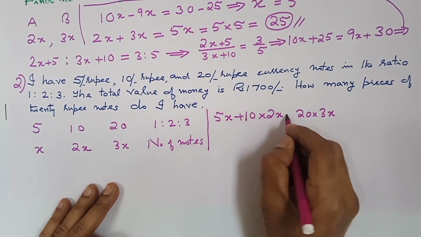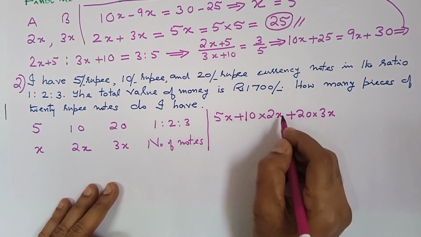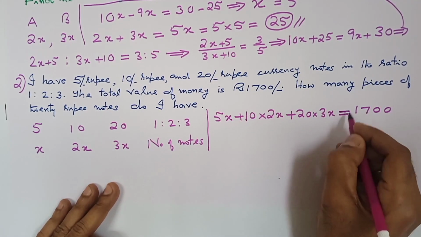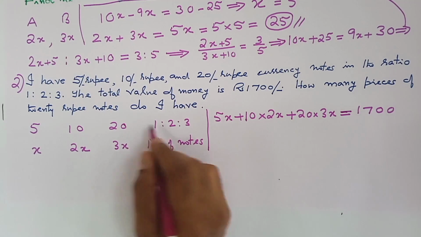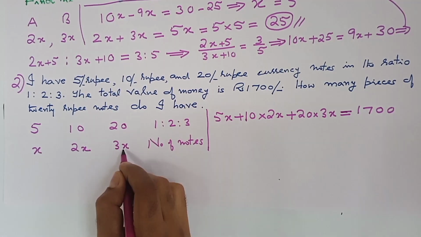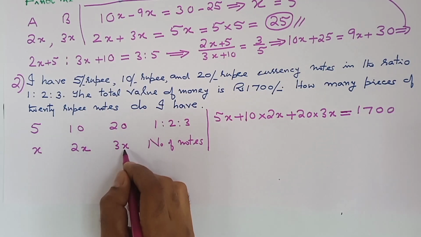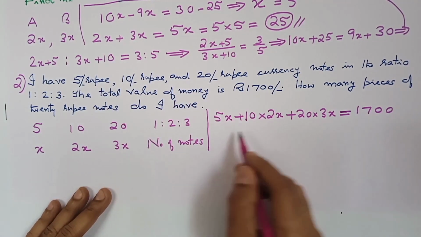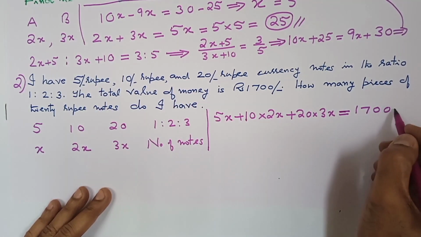If you sum up all this, you get the total money with me, which is given to be 1700. So can you see that there is a ratio using which we can write the actual values as x, 2x, 3x, but there is a multiple here, x, which we don't know. To fix the value of that multiple, there is another information given in the problem. We have framed an equation using that.